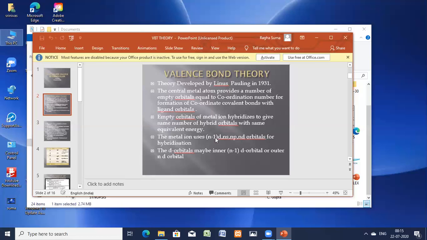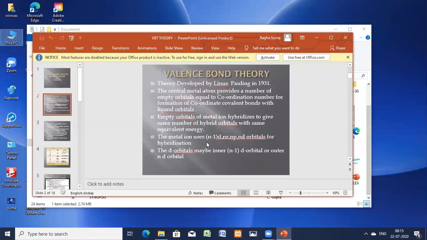So here the metal ion, for its hybridization from its valence shell, will be using the n-1 d orbital, ns orbital, np orbital, as well as the nd orbital. For example, 4s, 4p, 4d, and 4 minus 1 is nothing but 3d. Okay, so this is the next postulate. Now, the d orbital can be inner as well as outer, which I have explained here.